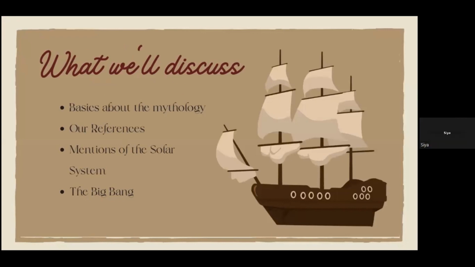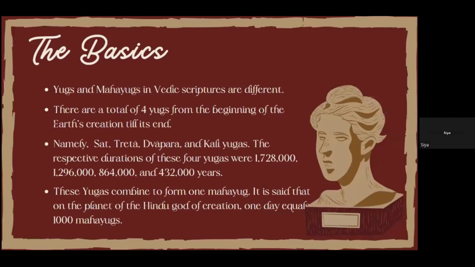Basically, we need to start with how time works in Hindu mythology. It is said that from the creation of the universe to the end of it, the period is divided into four yugs. The first one is the Satyug, the second one is the Treta Yug, and then there's the Dwapar Yug and there's Kali. And currently, we are living in the Kali.